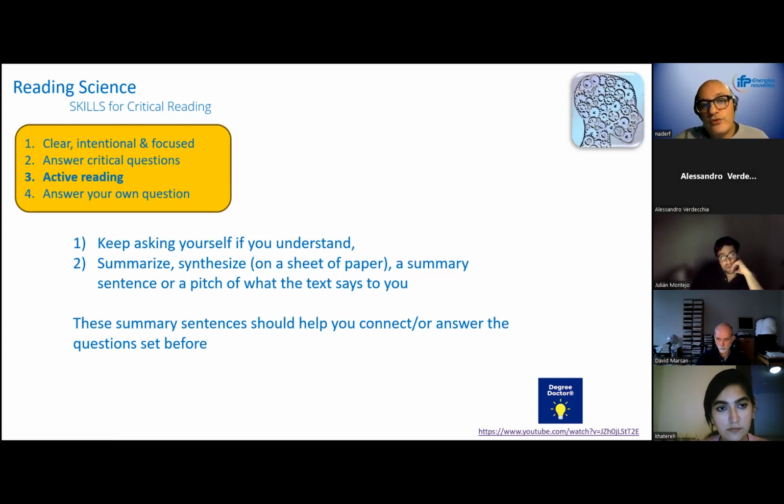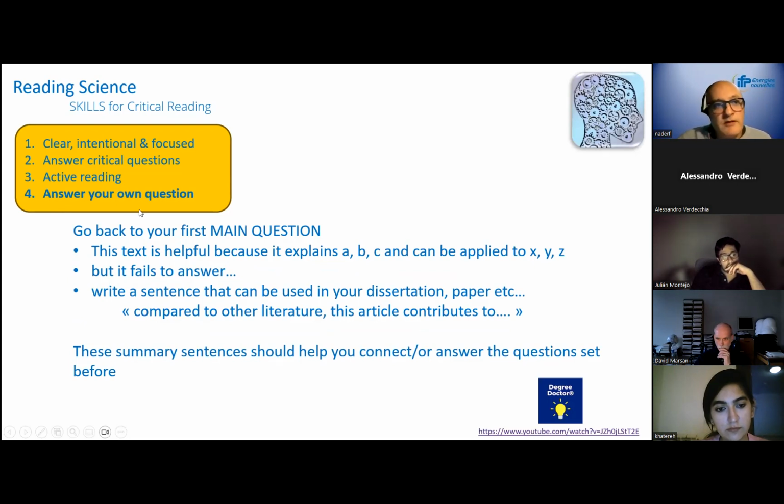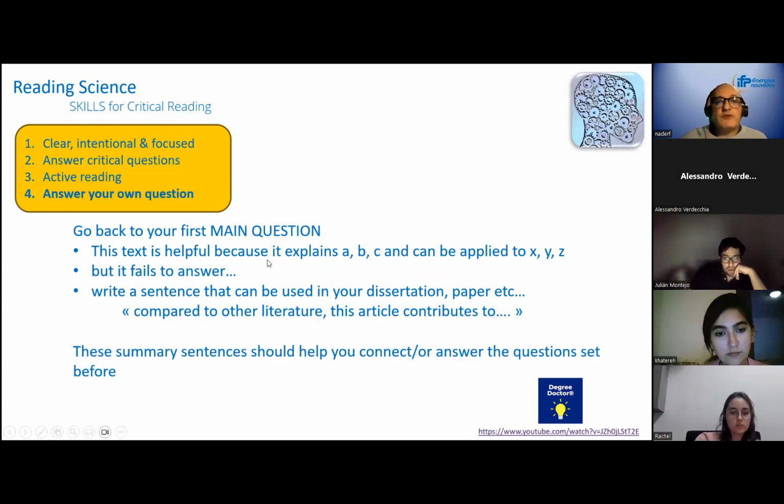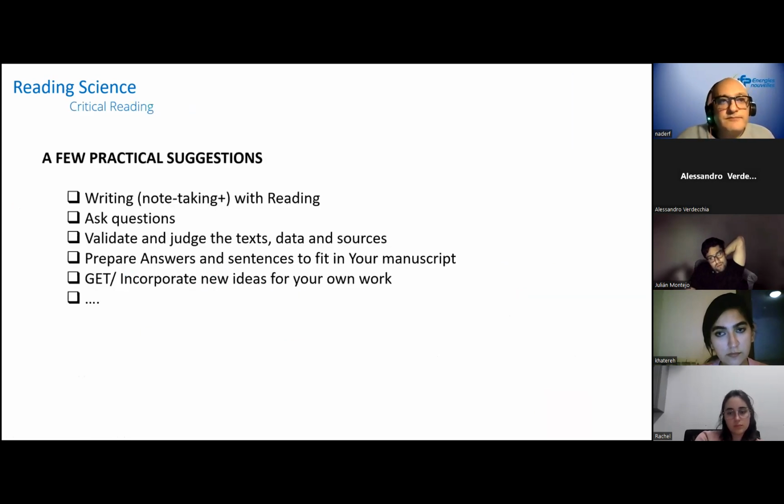Now, these summaries, if you are well organized, can be used later for your manuscript, because in this paper you already have a pitch that you can add when you write your manuscript or your article. So at the end, you will go back to your first question about why it's important and how this article can help you, and you will have more precise information. This will help me because it will explain this and that, but it doesn't answer this question that I have to find in another paper. And when you write these sentences, you can use them in your own writing.